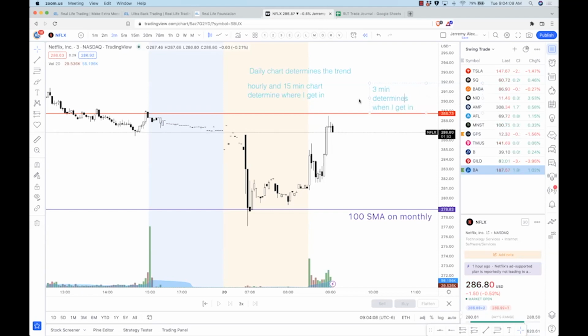Does that help? So we're going to go look at Tesla in just a moment. The daily chart determines the trend for me. The hourly and the 15 determine where I get in, and the 3-minute determines when I get in. So you have the where, and then we have the when. That's it.